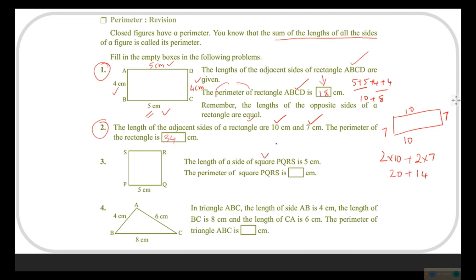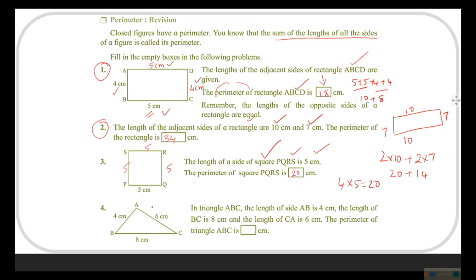The length of the side of a square is given. PQRS is the name of the square. One side is 5 centimeter. This is 5, this is 5, because it is a square. So it will be 4 times 5. 4 into 5 is equal to 20. I will write 20 centimeter here.